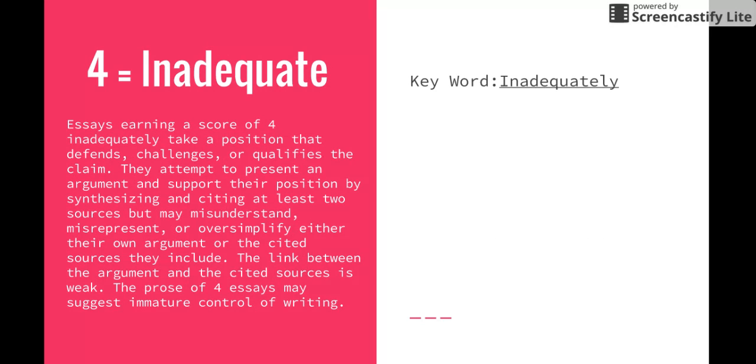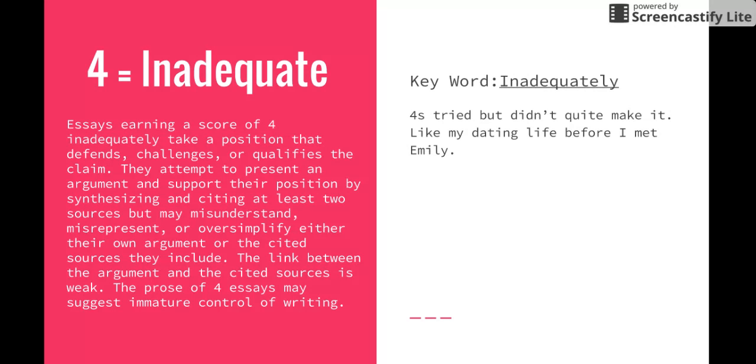Okay, then you got your 4s, which are inadequate. And if you want to read all that stuff on the left, feel free to pause this video and do that. But if you're like me, you're like, just give me the key info. So inadequate, that means not adequate. Okay, so 4s, they tried, but they just didn't quite make it. And it's kind of like my dating life before I met Emily. Struck out quite a few times.